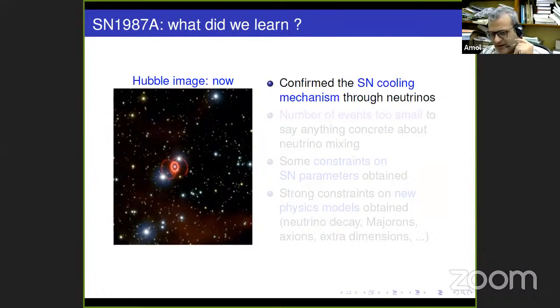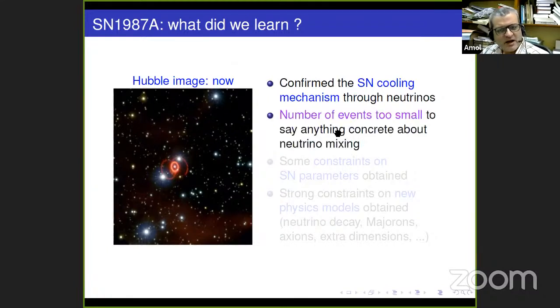Beyond this, 20 events don't tell you much. So we could not say much about neutrino mixing, for example. It was very hard to say anything. However, we obtained some constraints on supernova parameters. For example, this would tell us how big a supernova was, because energy that is emitted in neutrinos cannot be bigger than the energy of the star, clearly. So that told us that the energy of the star must be larger than a certain value.